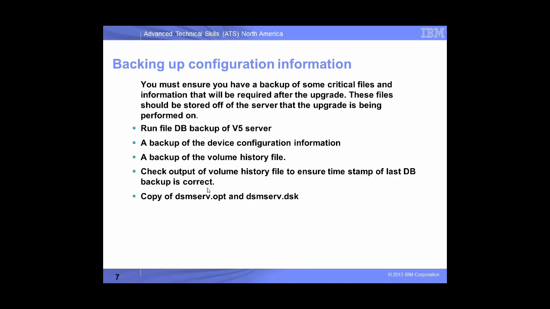It's a good idea after you run the vol.hist file, take a look at it, make sure that it does have the correct DB timestamp in there so that you're sure you're using the correct database. And you're also going to want to make a copy of your dsmserve.opt and dsmserve.dsk files as well. Take all that, package it together, move it off into a different directory. We're going to need it all later.